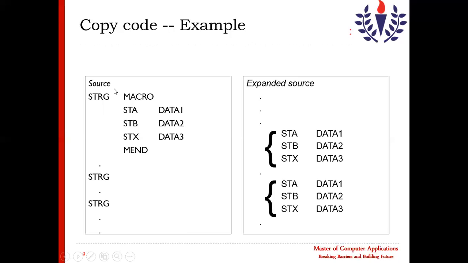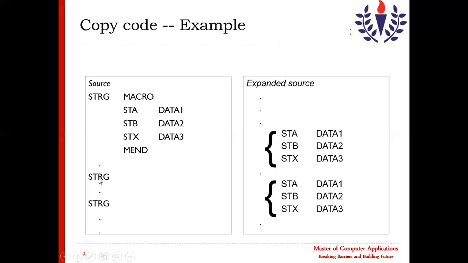Before expansion, okay, in that using the macro keyword we started, we define, okay, from here our macro definition will start, and the name we have given is strg, and in that we have taken three data terms, and they will get values data 1, data 2, data 3, and then we have ended the macro with end. Okay, now the name of the macro is strg.